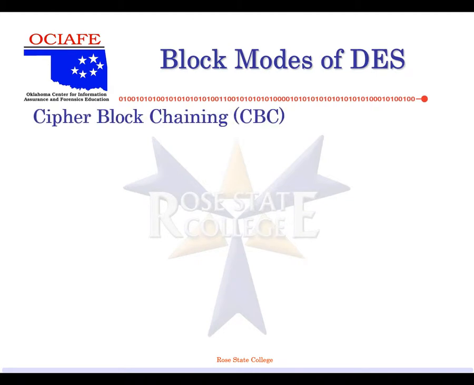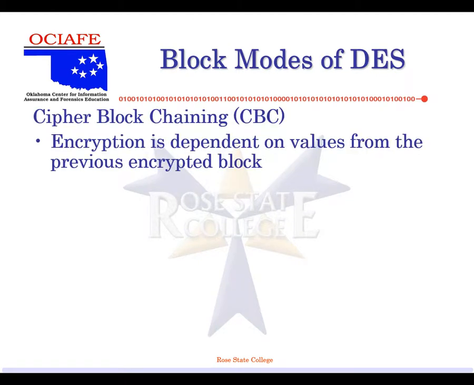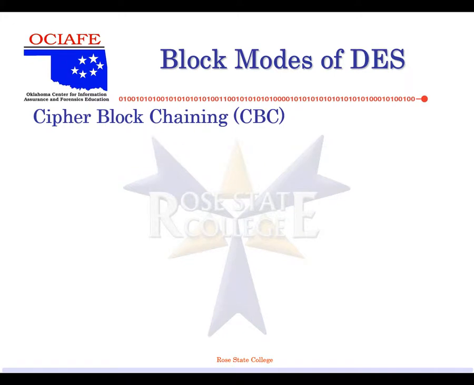Okay, now let's talk about cipher block chaining. There's a big difference here. Now, encryption is dependent on values from the previous blocks. We're actually going to be chaining them together now.